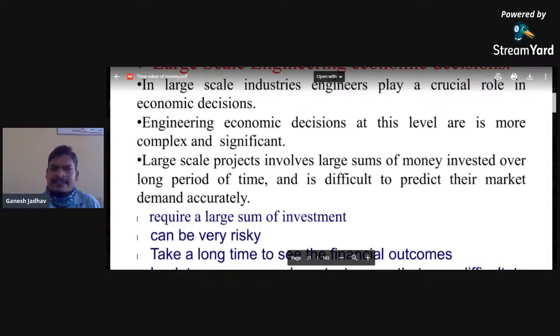These projects are not completed in a single day, a single month, or a single week, okay. This particular large scale project has an investment of a large sum of money for a long period of time. So we are required to take difficult decisions as per the market demand accurately, okay. So this is the engineering role.